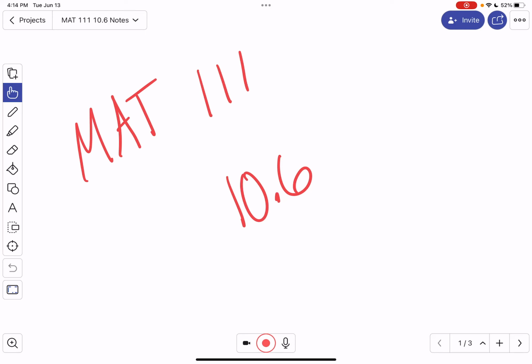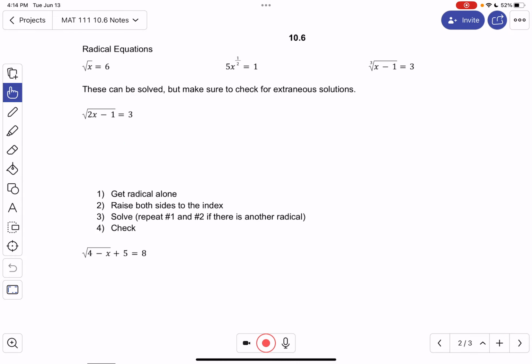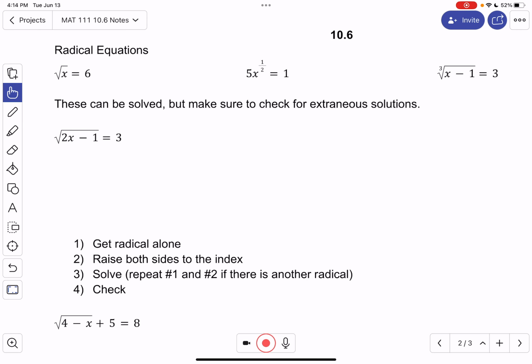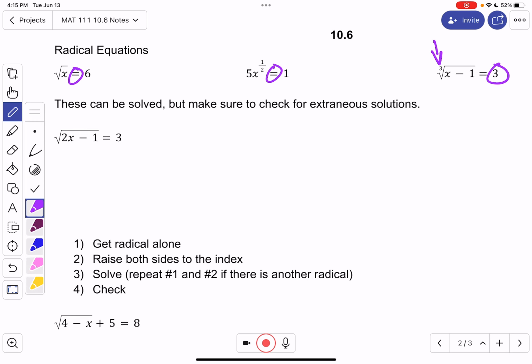Okay, 10.6 moves into radical equations. So we're taking what we've learned and solving equations now. Now, a radical equation is any equation, so it's going to have an equal sign, that also has a radical or a fraction as an exponent, because that can be turned into a radical.